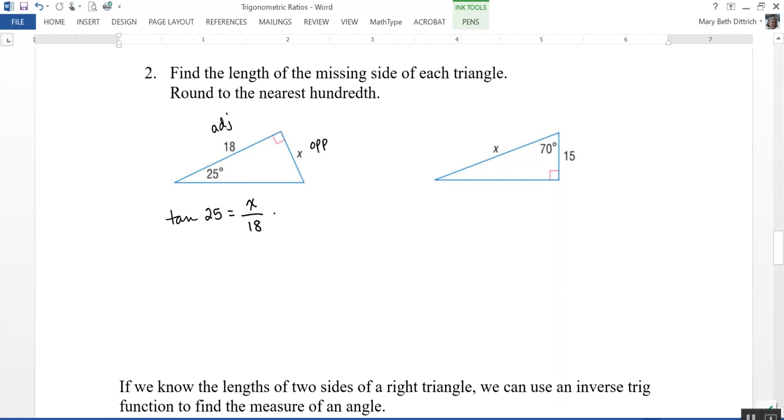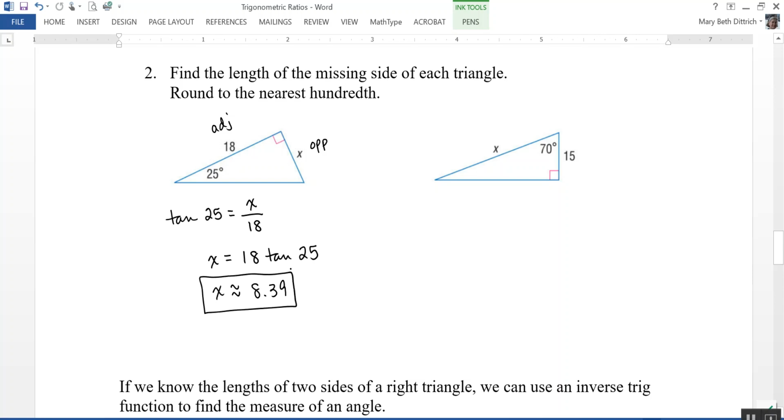So I'm going to multiply both sides by 18, and when I do that, I get that x is equal to 18 times the tangent of 25. And plugging that into my calculator, I get that x is approximately equal to 8.39. So the length of that side is approximately 8.39 units.